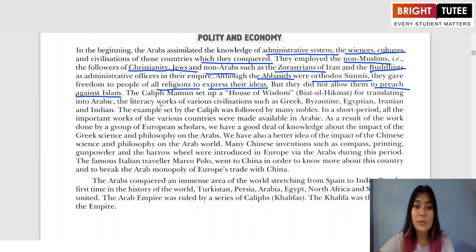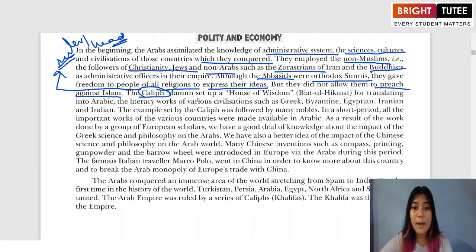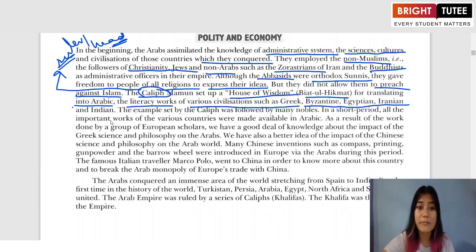The caliphs are the ruler or the head of the Arabs. Now the Caliph Ma'mun set up a House of Wisdom, or Bait ul Hikmat, for translating into Arabic the literary works of various civilizations such as Greek, Byzantine, Egyptian, Iranian, and Indian. So some of the rulers of Arabia also employed scholars and philosophers to bring literary works from the Byzantine Empire, Egypt, Iran, India, and Greece, to be translated into Arabic for knowledge to be gained by the Arabs.